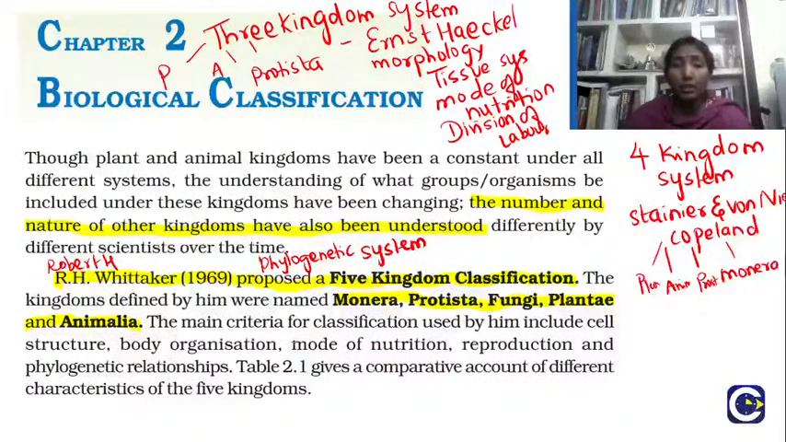So what was the major criteria for that classification? It was the cell structure, whether it is prokaryote or eukaryote, the body organization, in terms of whether they are unicellular or multicellular, then the mode of nutrition, whether it is autotrophic or heterotrophic, then reproduction. And then they wanted to know about the phylogenetic relationship also. So it was this five kingdom classification.